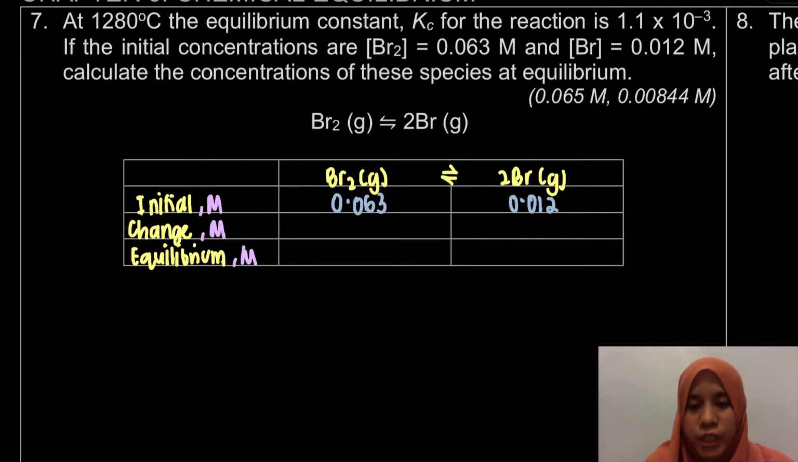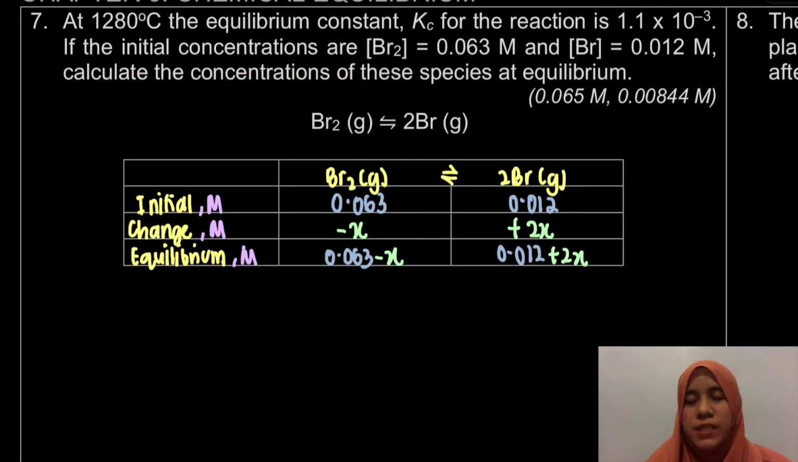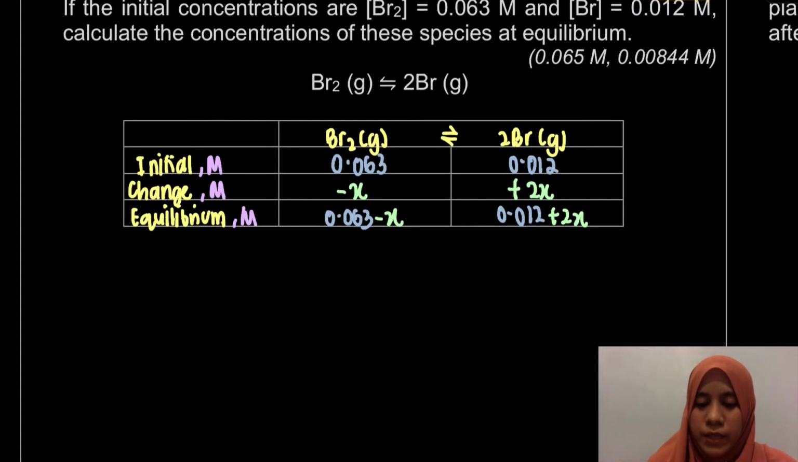Again, for the change: for the reactant it becomes minus x, while for the product it is plus, but plus 2x. So for equilibrium, we just combine them. So this is actually asking us to calculate the concentration of this species at equilibrium. Okay, so how do we find it? We already have Kc. So write down first what our Kc is.